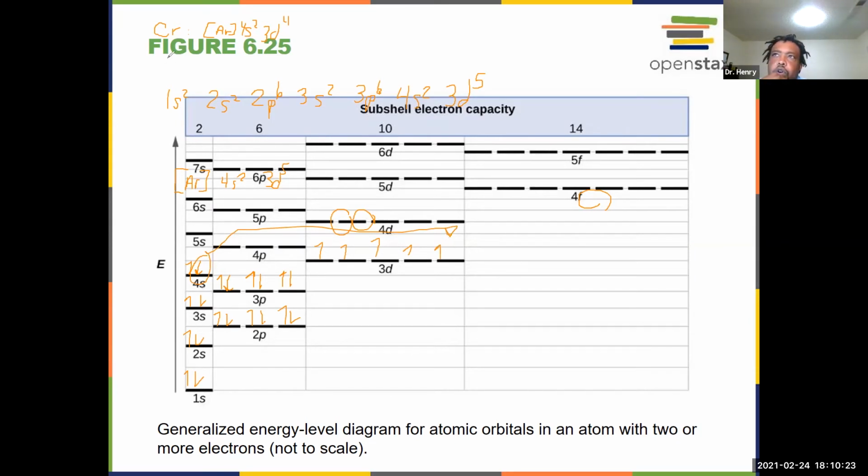So chromium actually will be argon 4s1 3d5. Okay? Are you with me? Or did I lose you?